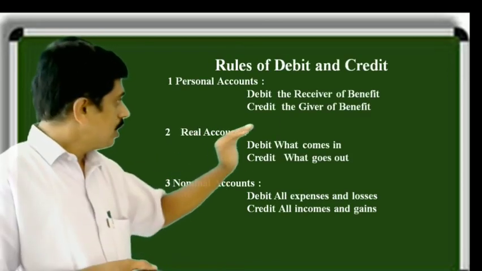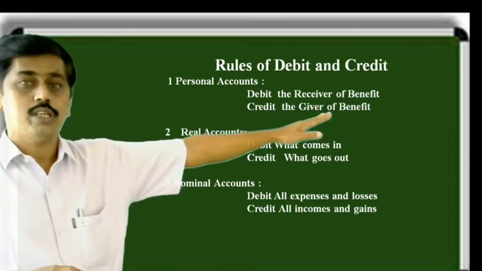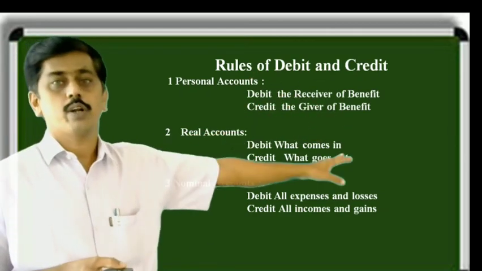Very interesting. Personal accounts: debit the receiver of benefit; credit the giver of benefit.